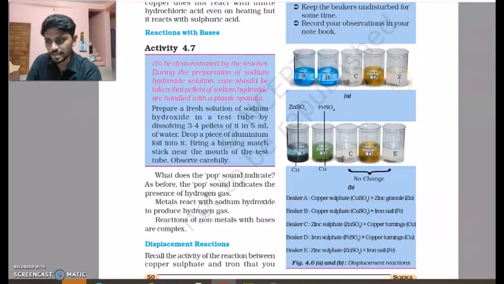And again in the E beaker, we have kept zinc sulfate. Now what we have been doing: in the first beaker, that is A, where we have copper sulfate, we put a granule of zinc, that is a small piece of zinc. In the beaker B, where we again have a copper sulfate solution, we put an iron nail, that is iron. In the beaker C, where we have zinc sulfate, we put a copper turning.